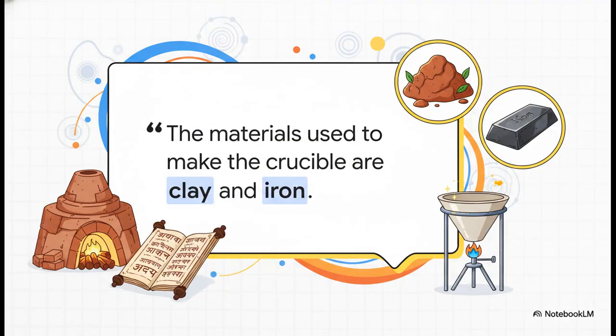And this wisdom was even written down in ancient texts. This Sanskrit verse from the Rasaratna Samuchaya clearly states that the materials for making a crucible, that's a vessel that can withstand super high temperatures, are clay and iron. They understood that the unique properties of those two materials were essential for the task. That's the exact same logic we use today.